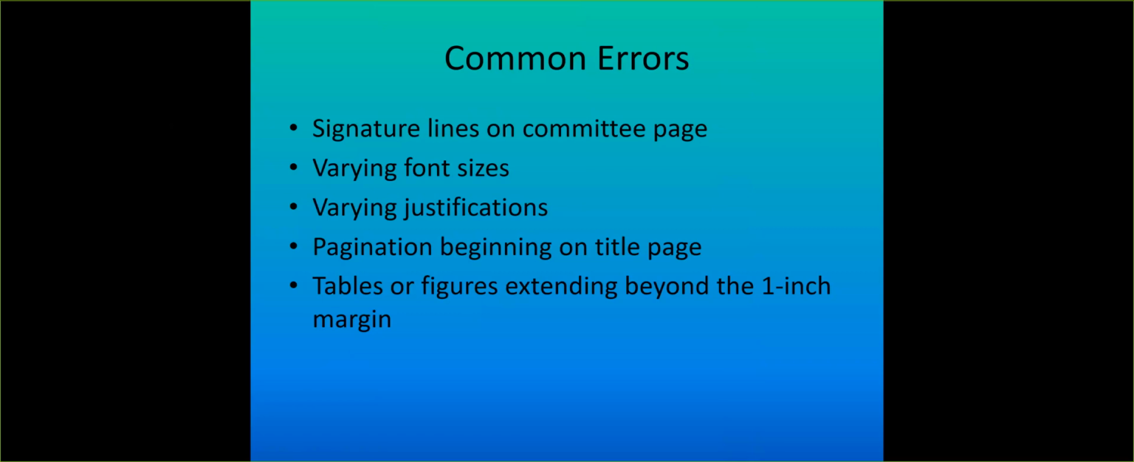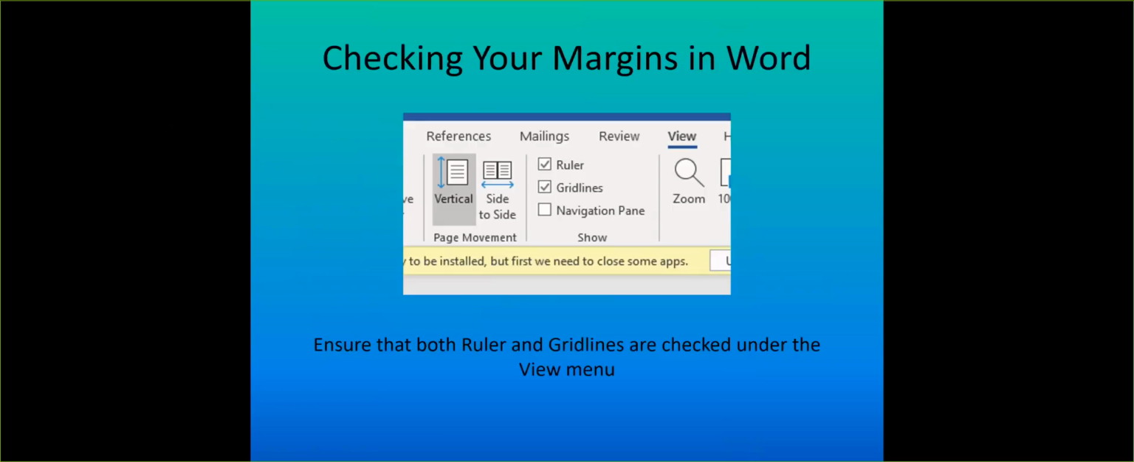So let me show you some ways to kind of combat this issue. If you are checking your margins while you're still editing your document in Word, this is one way that you can do it. You're going to go to the View menu, and Ruler is usually already checked off, but we also want to check off grid lines. So now you have your document set up with 1-inch margins all around.